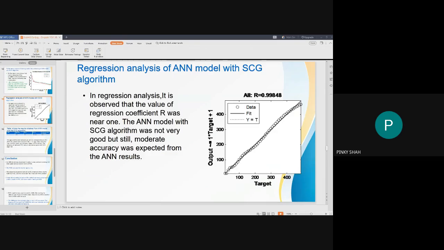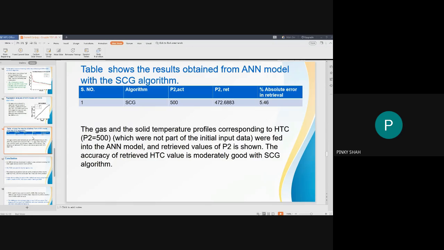This is the regression analysis of the model with the SCG algorithm. In this, it is observed that the value of the regression coefficient R was near one. The ANN model with the SCG algorithm was not very good, but still moderate accuracy was expected from it. In this graph, the regression coefficient R was near one. After this, moving toward the table, the table shows the result obtained from the artificial neural network model with the SCG algorithm.